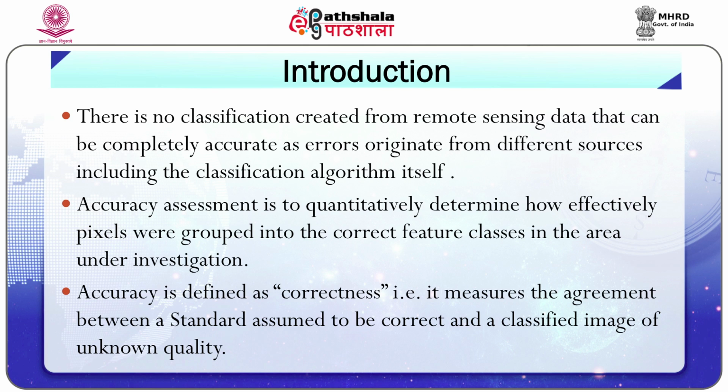In remote sensing, accuracy assessment is mandatory and very important for providing information about the quality of the product of classification as well as furnishing the norms for comparing the performance of different classification methods. Accuracy assessment is an important step in the classification process. The goal is to quantitatively determine how effectively pixels were grouped into the correct feature classes in the area under investigation. Accuracy is defined as correctness, that is, it measures the agreement between a standard assumed to be correct and a classified image of unknown quality.